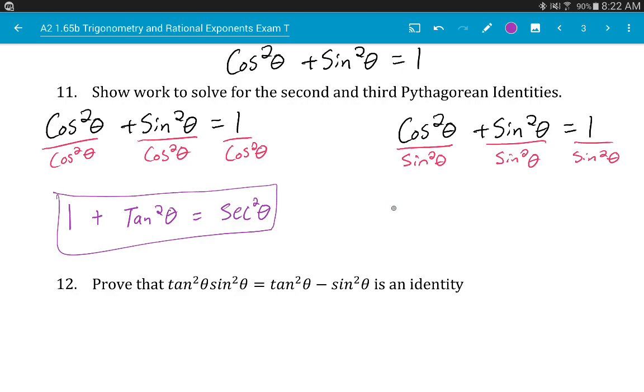Cos over sine, we just wrote that down. That's cotangent, so it's cotangent squared. Sine squared over sine squared is 1. And 1 over sine squared is cosecant squared theta.